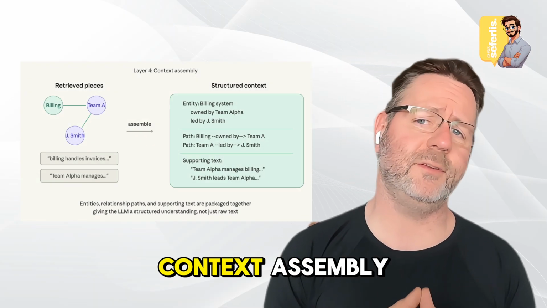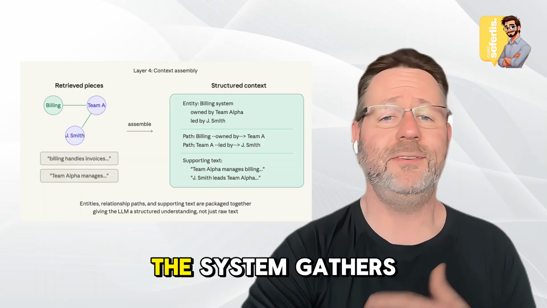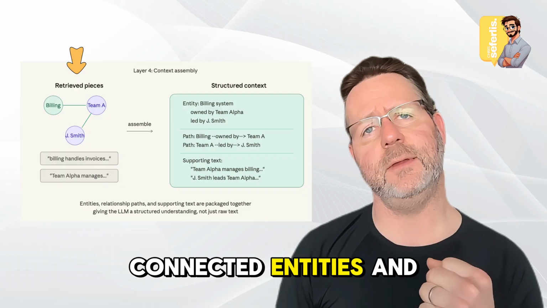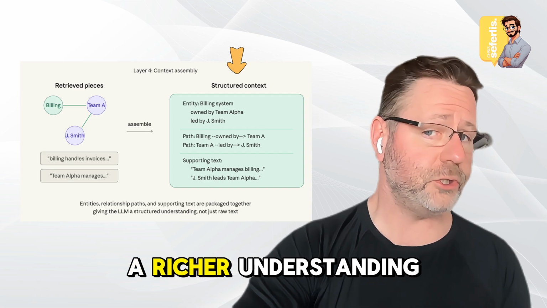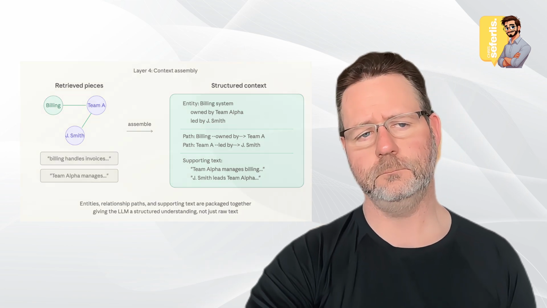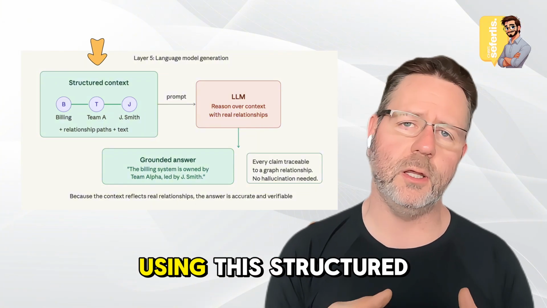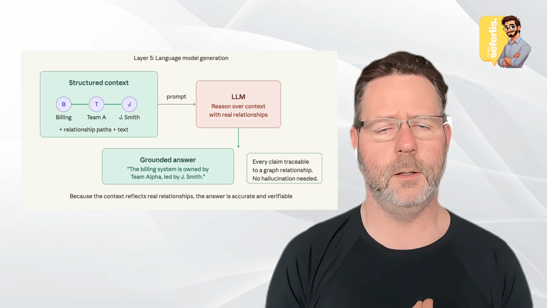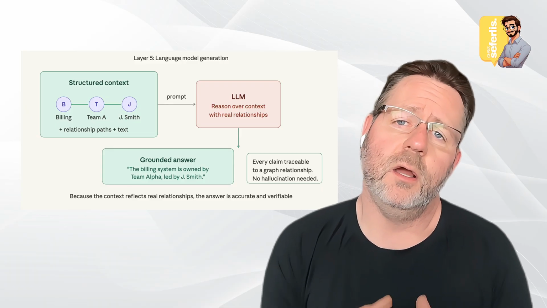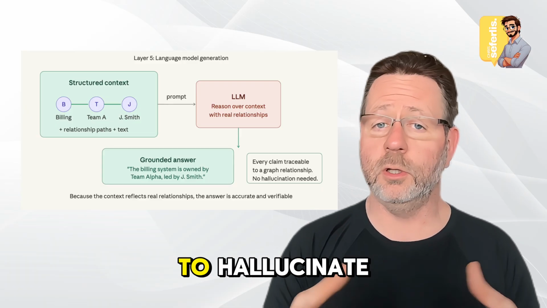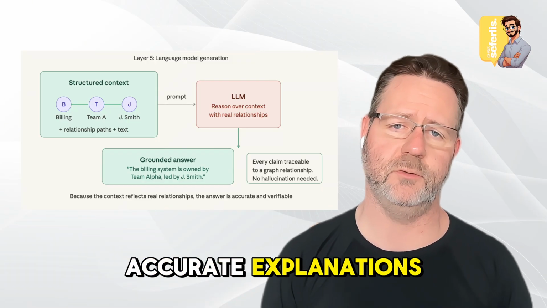Fourth is the context assembly. Now, instead of simply returning text chunks, the system gathers connected entities and relationship paths. This provides the language model with a richer understanding of the problem. Finally, the language model generates the response using this structured context. Now, because the retrieved information reflects real relationships in the data, the model is much less likely to hallucinate and much more likely to produce accurate explanations.